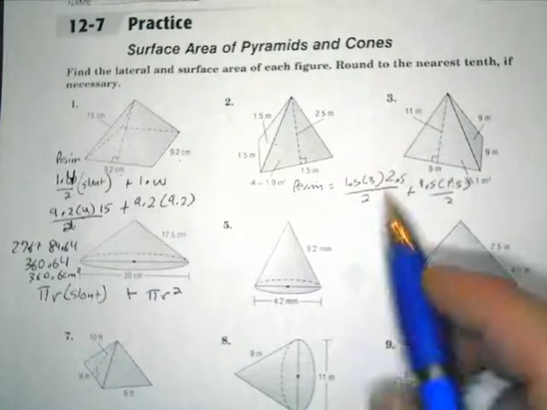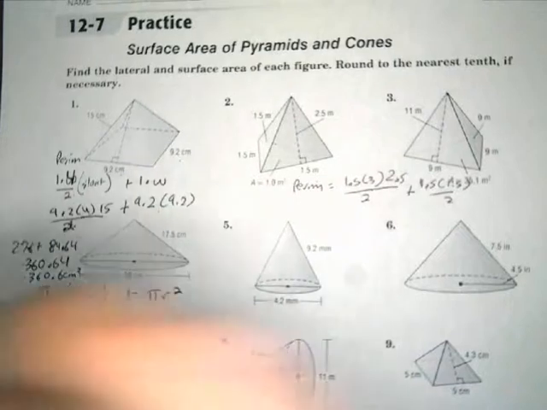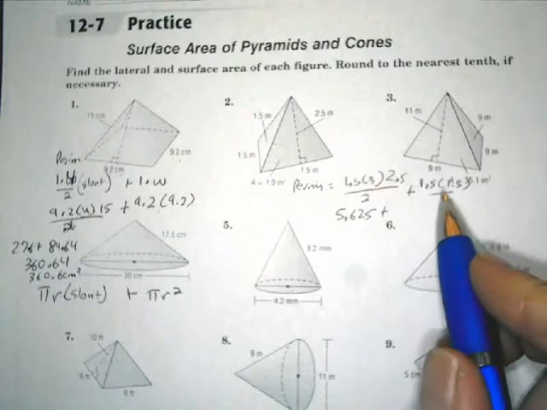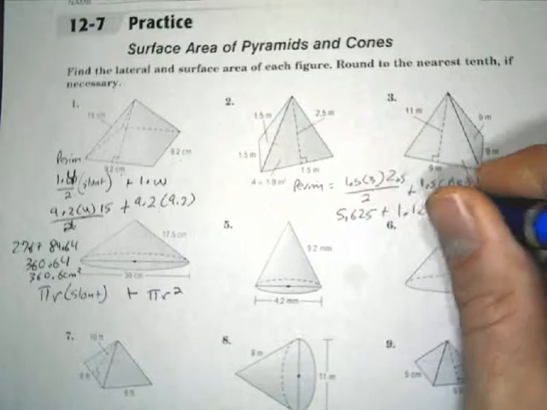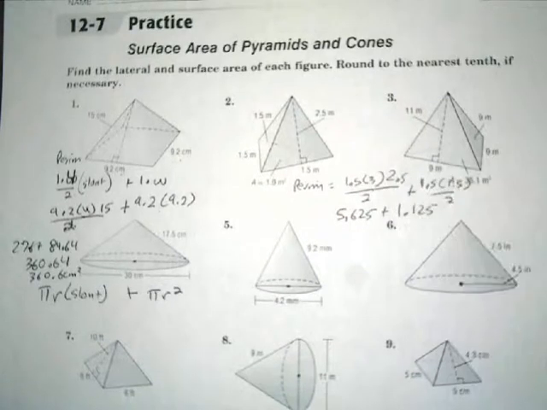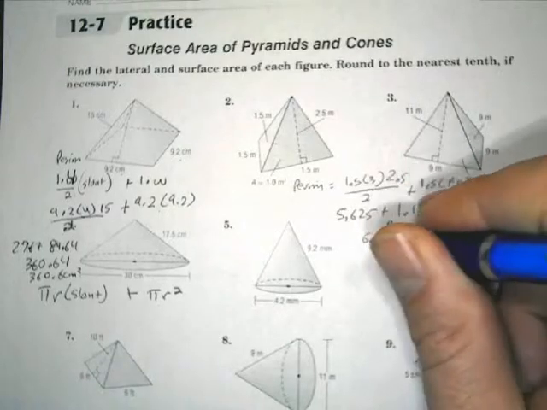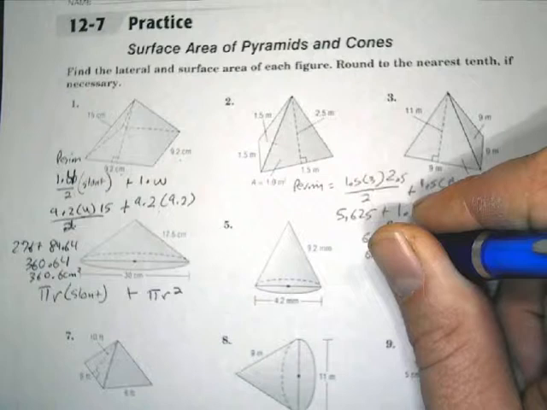So if we start working on the first part of the formula, we have 1.5 times 3 times 2.5 divided by 2. That gives us an answer of 5.625. The second part, the area of the base, 1.5 times 1.5 divided by 2, we get an answer of 1.125. And for our final answer, we will add those two together. We will get 6.75. Again, rounding to the tenths, the 5 tells the 7 to go up. So we'll have 6.8 meters squared.